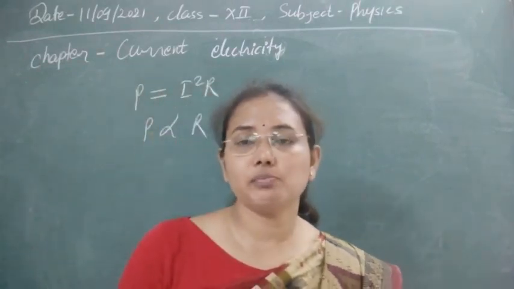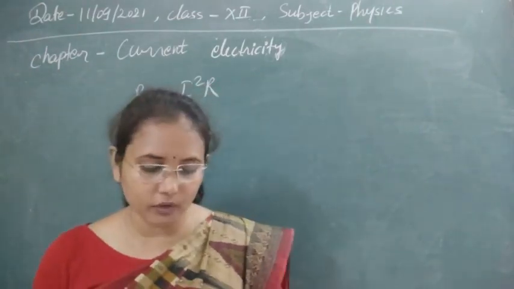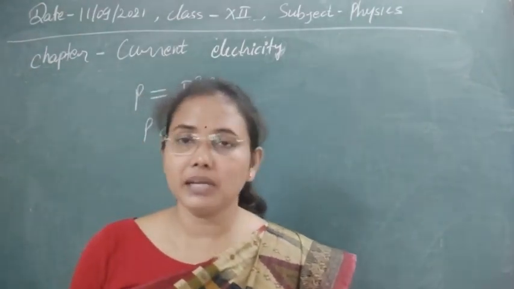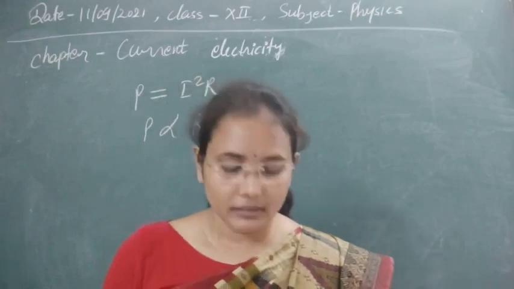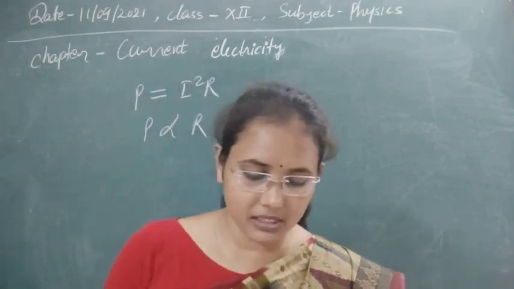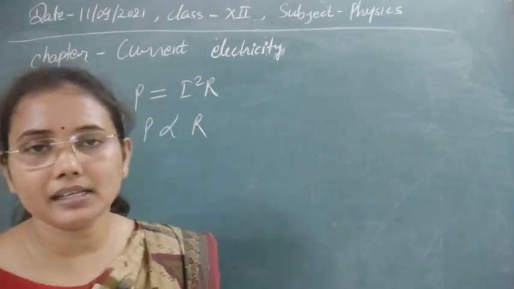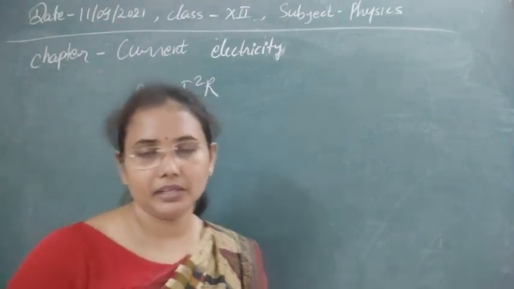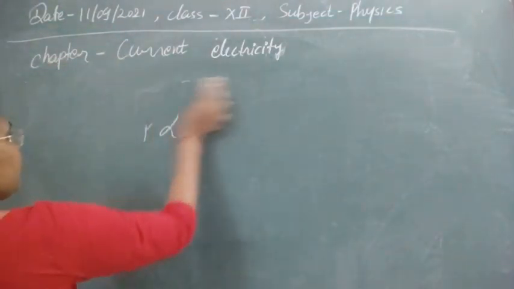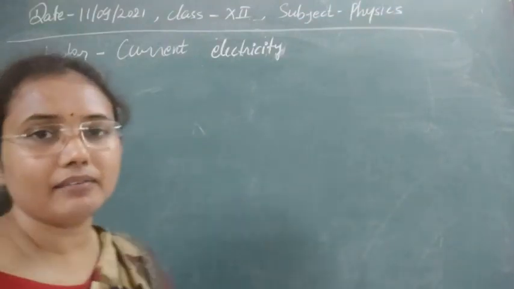As the bulbs have power 40 watt, 60 watt and 100 watt, the first bulb has the minimum power, that is 40 watt, so that will have the minimum resistance. So our answer is the 40 watt bulb here. This is a very basic concept that we can use now.